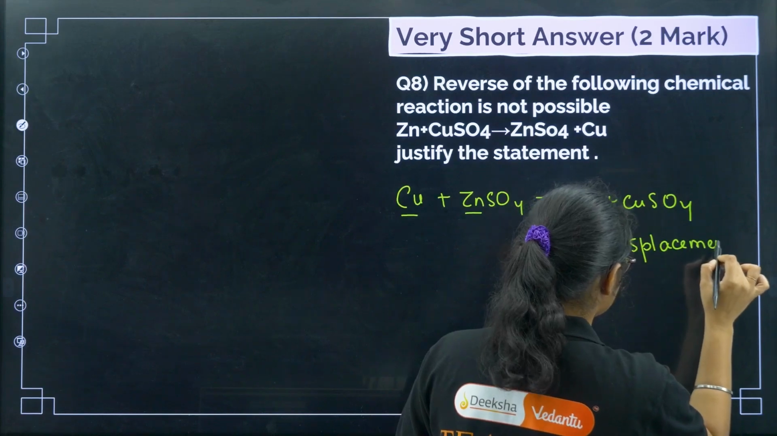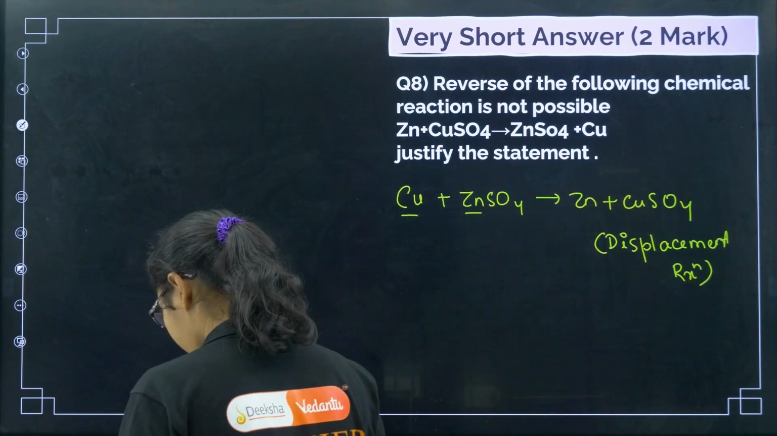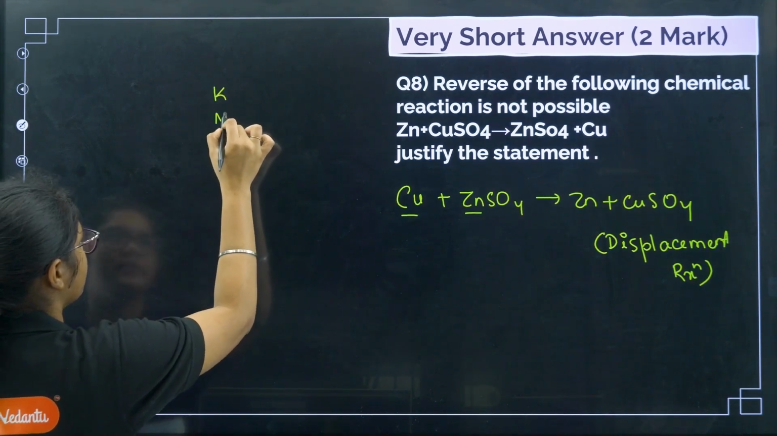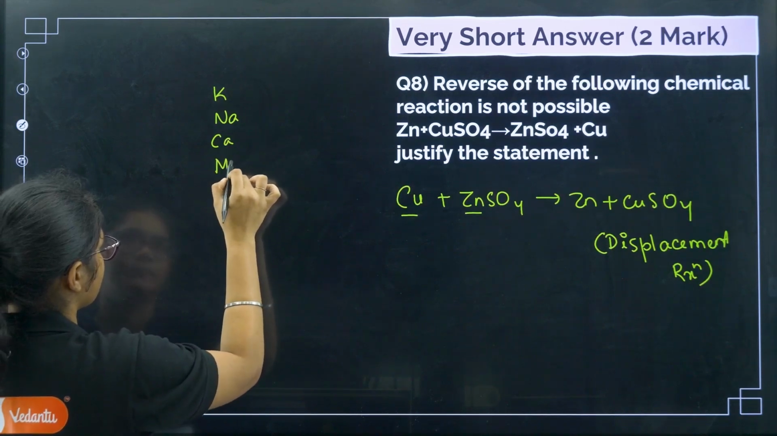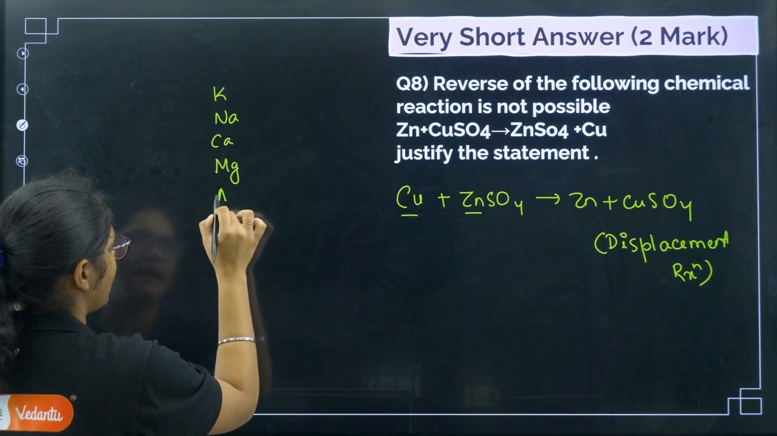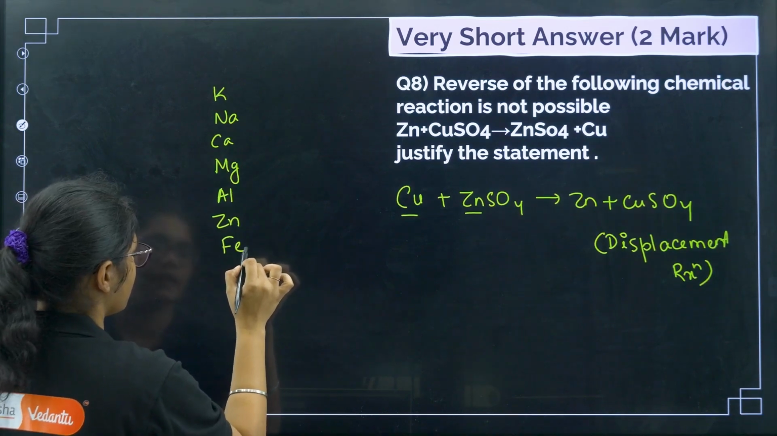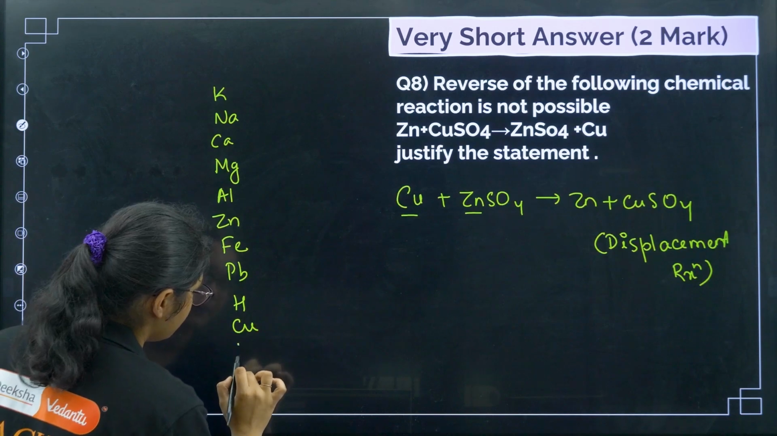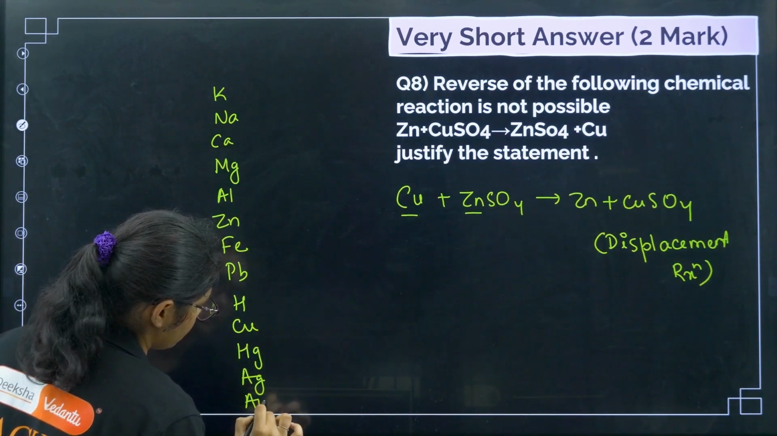And I told you for displacement reaction, it is very important to remember the reactivity order of the metals. So let us revise. Potassium, sodium, calcium, magnesium, aluminium, zinc, iron, lead, hydrogen, copper, mercury, silver, gold.